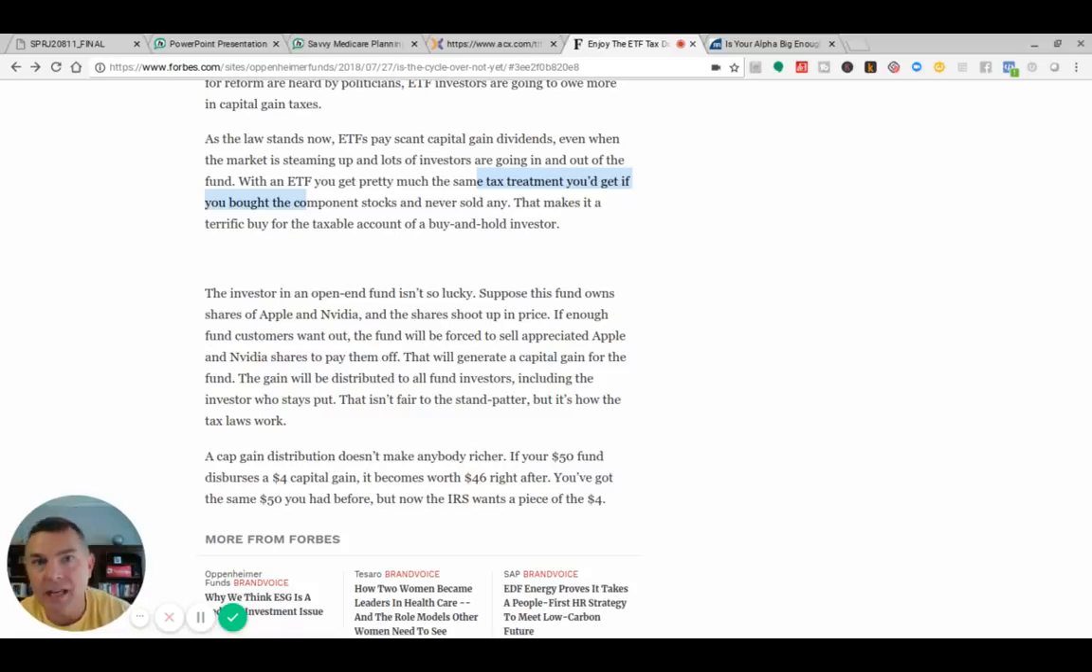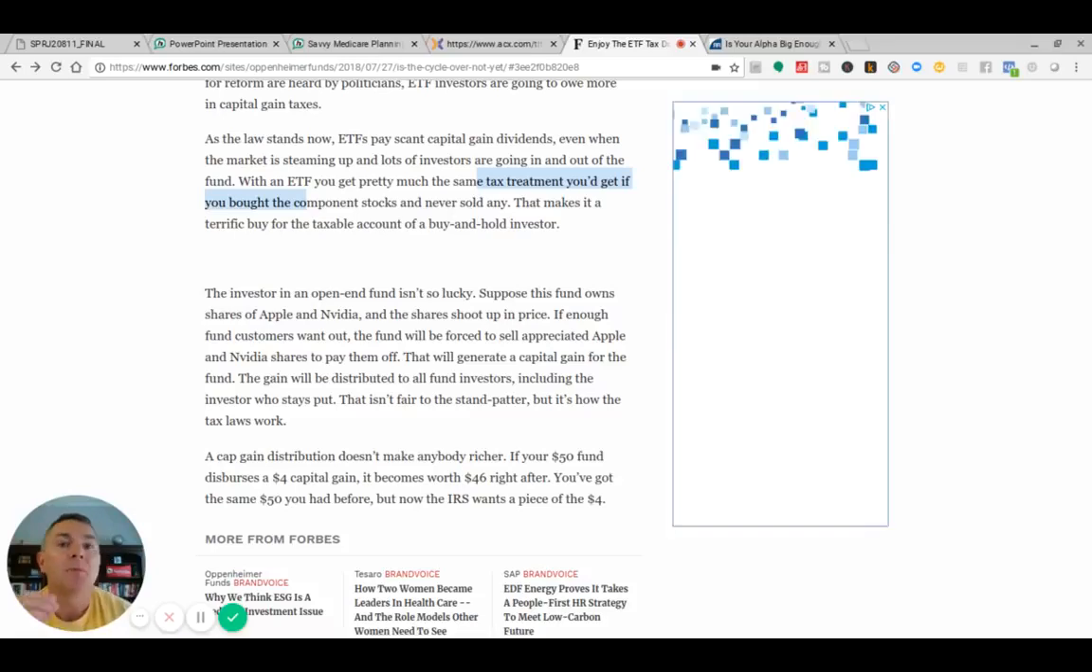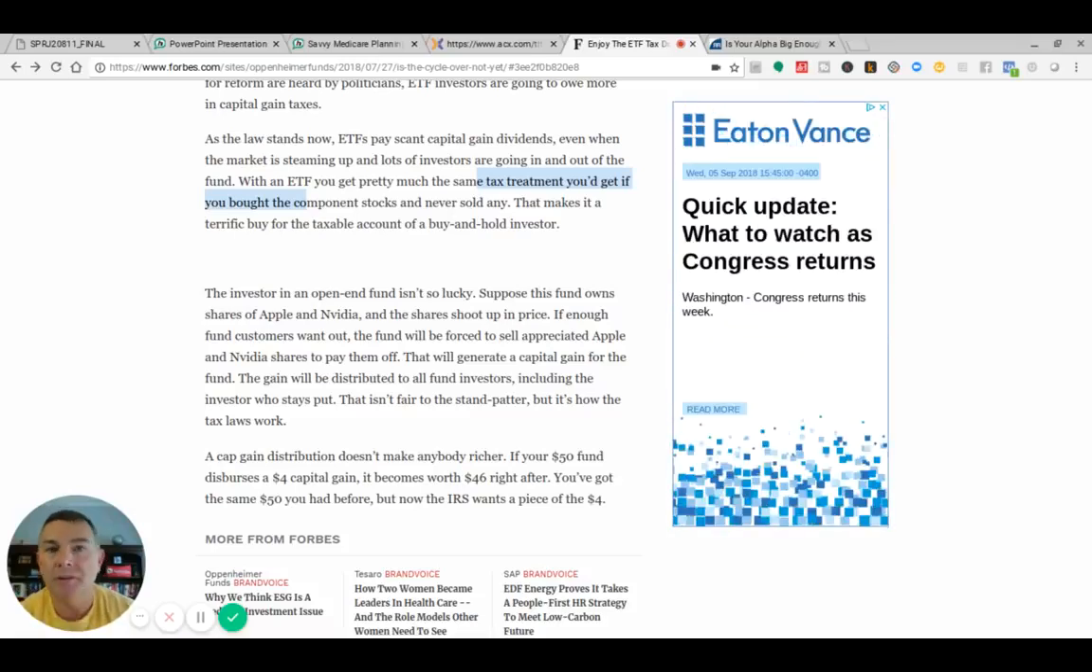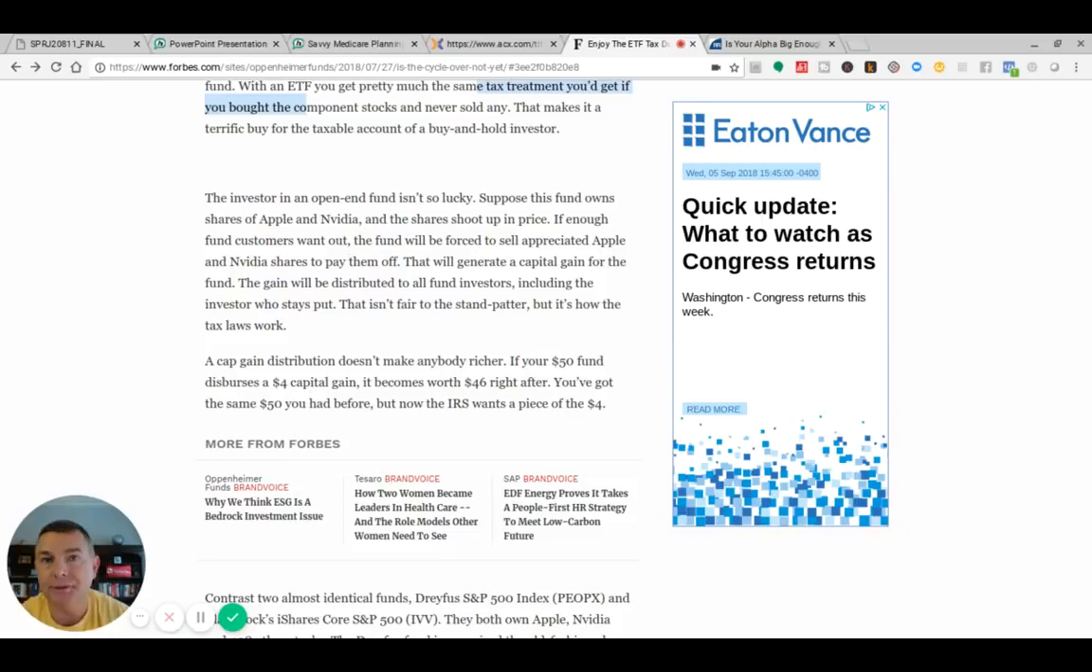And if there's an interest of a bond, but a bond is not a stock, so there is no interest. But still, if they did have bonds in there, you have to pay interest on any interest payments. But that's it. You're not paying capital gains tax. That makes an ETF a terrific buy for the taxable account of a buy and hold investor.